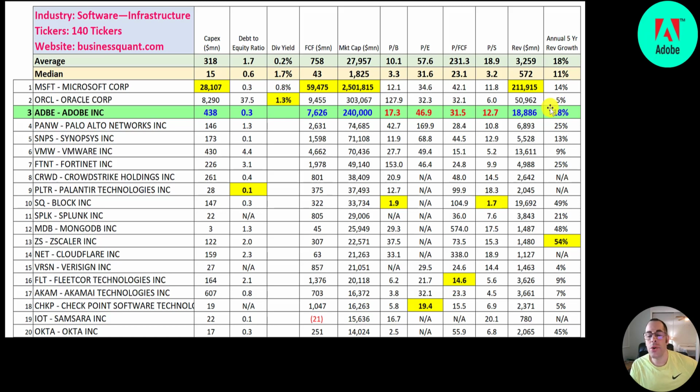Adobe's 5-year annual revenue growth rate is 18%, which is pretty solid, which is the average. Zscaler, 54%. That's the largest on this list.